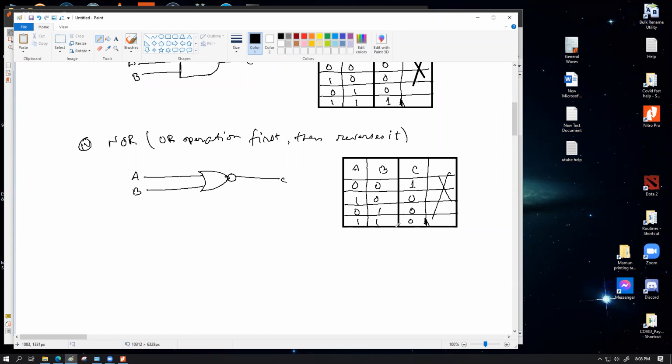Although the NOT comes first in the name, I would appreciate it if it was called an OR-NOT gate, because that would make better sense, because the NOT is done after the OR. It's not the other way around. We do the OR operation first, then we reverse it. So that's basically it. The shape is pretty important for you to remember.